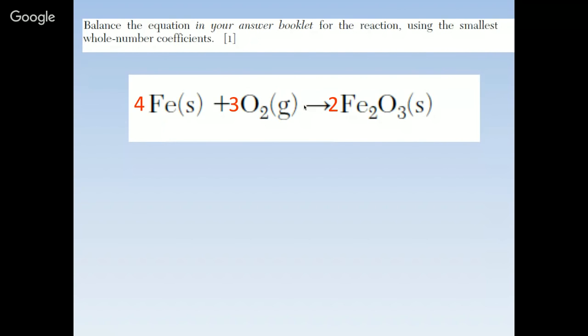So you just want to make sure that at the end, you go back and you check. This is one of the only real times on this Regents that you can be 100% certain you got it right, because you should be able to count the elements on both sides and make sure that you have the same number. Remember, our coefficients get distributed to both of our elements. So we have 4 irons and 6 oxygens on this side. We have 4 irons and 6 oxygens on that side. So you know that you balanced it correctly.